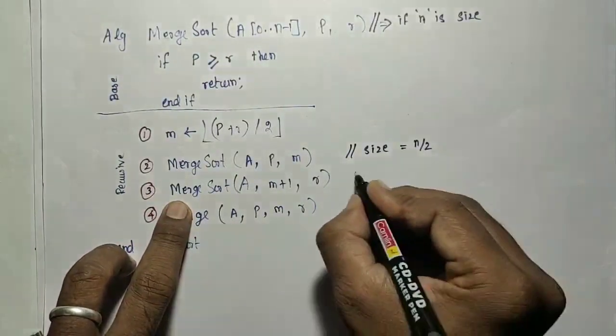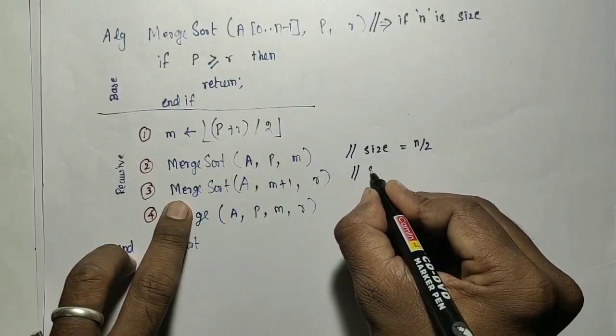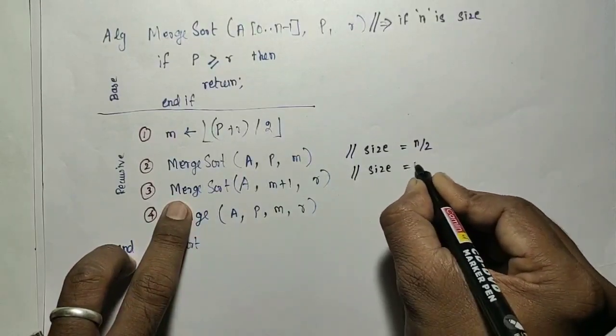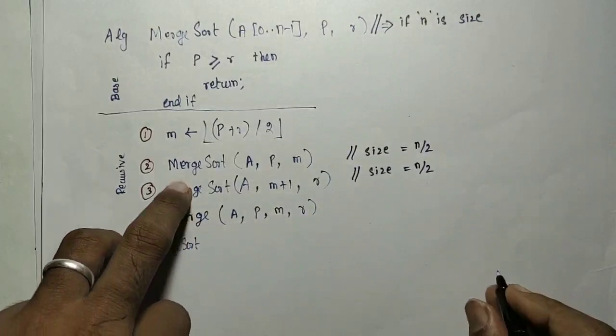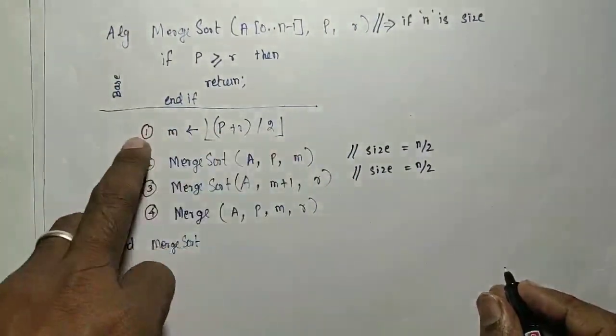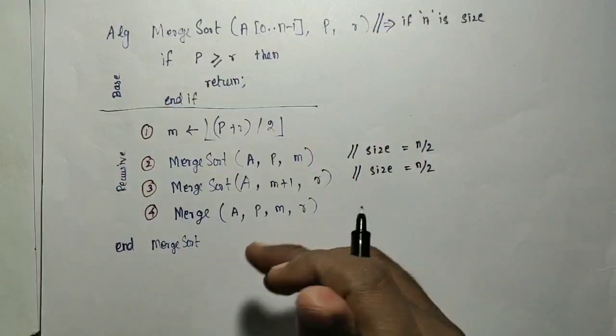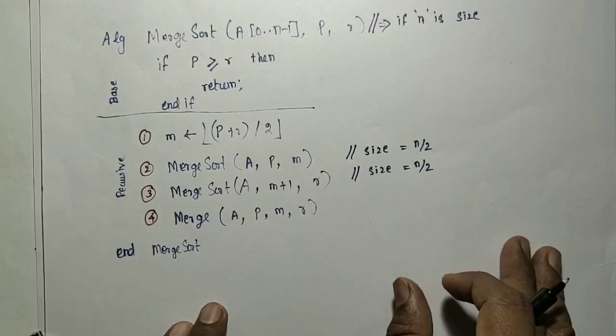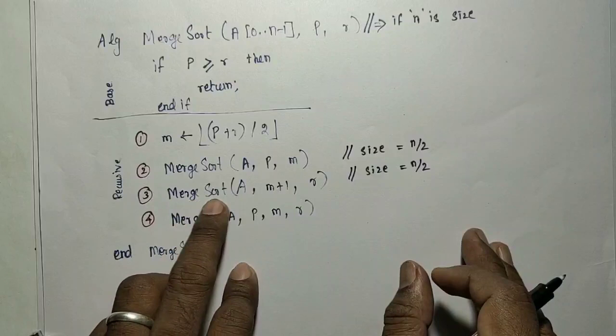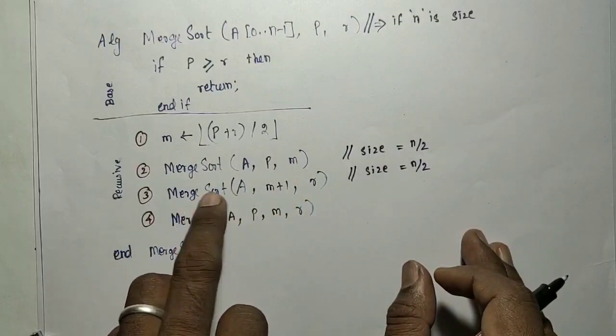Here the size of this algorithm is N by 2, and here also the size of this algorithm is N by 2. Because (P plus R) by 2 is the middle element, P to M only we are passing, that is N by 2. One element may be more in the second call.